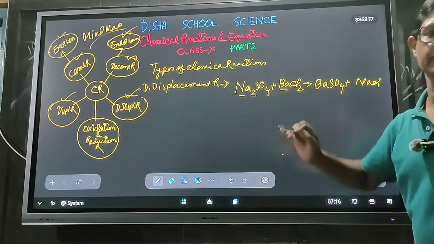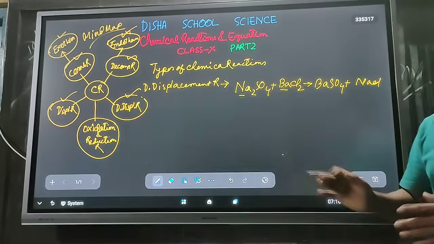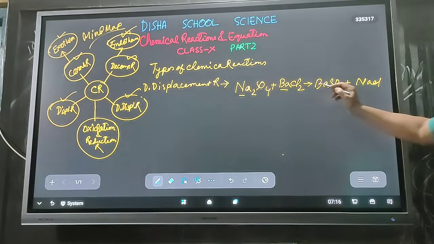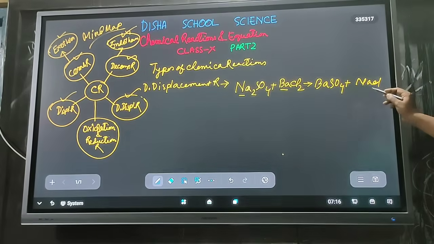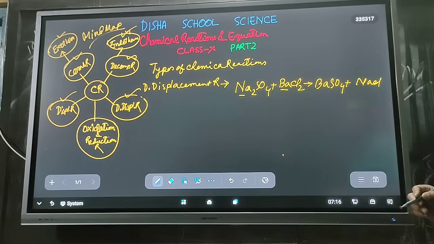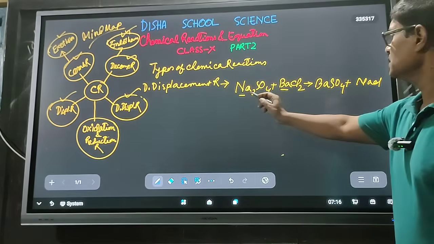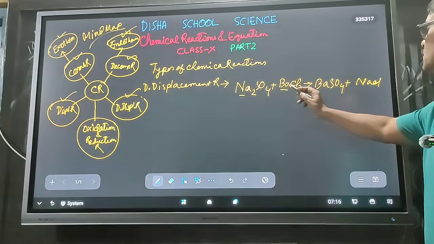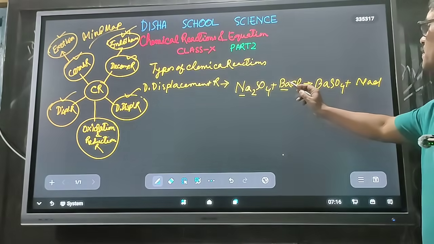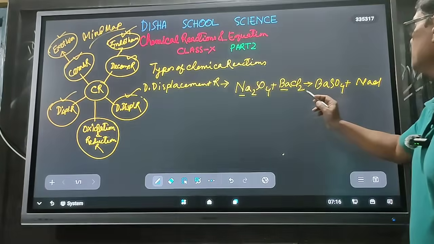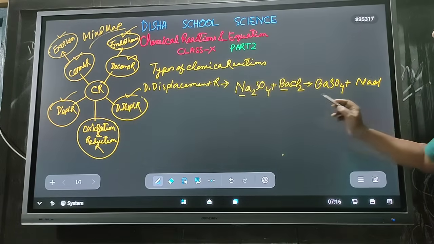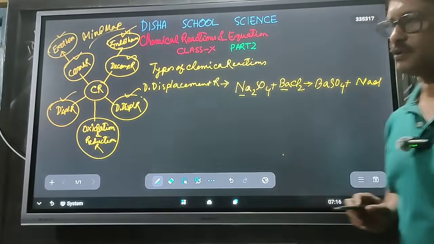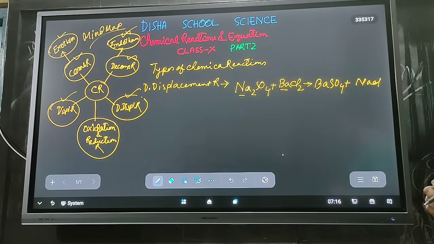This is not balanced now. We already learned in an earlier part how to balance it. Simply I write this skeletal equation. So here you see, sodium displaces barium, barium displaces sodium, forming new compounds. That is why displacement occurs two times. That is why it is a double displacement reaction.